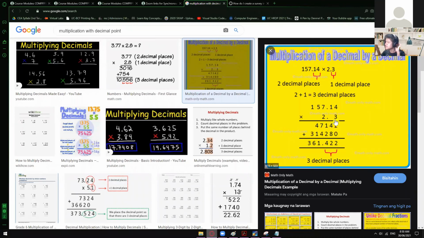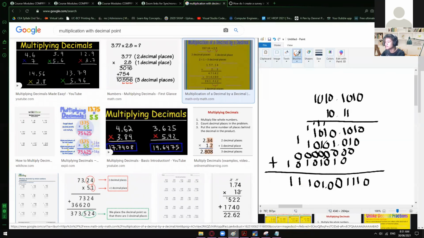So you simply have to count how many decimals the first operand has and then the second operand has. So we have 2 decimal points and then 1 decimal point. So 2 plus 1 is 3. So just simply count 3 decimals on that one. But in here we have to count 6 decimal points. So 1, 2, 3, 4, 5, 6. So the answer for this one is 11101 and then 001110.